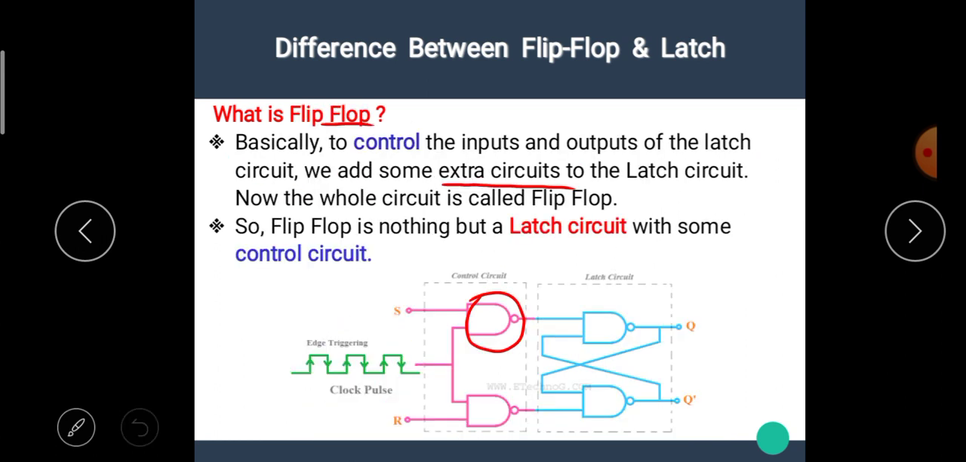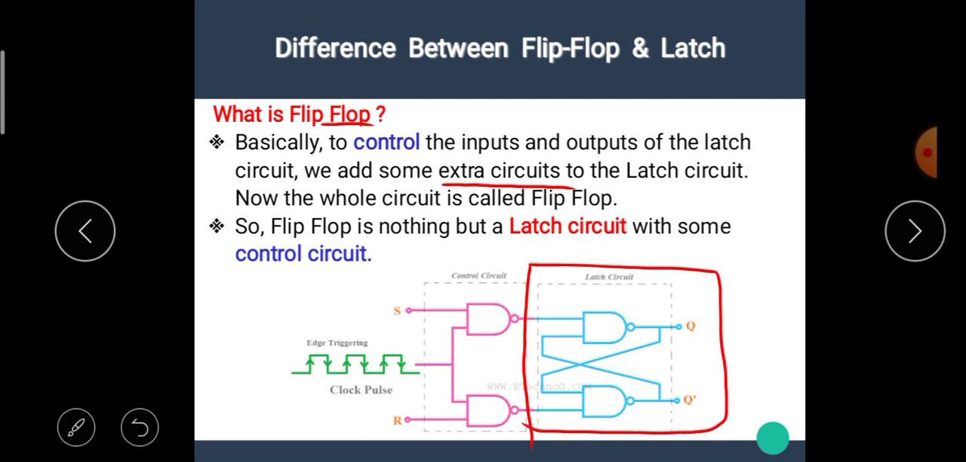Let's see once again. Here, this part is called the basic latch. In this circuit, we do not require any control circuit to operate it. Its output changes as soon as its input changes.